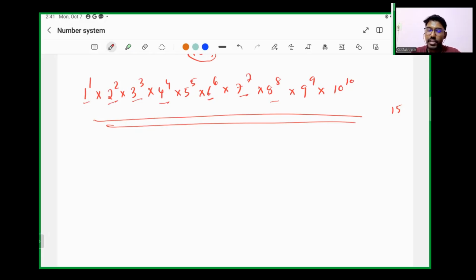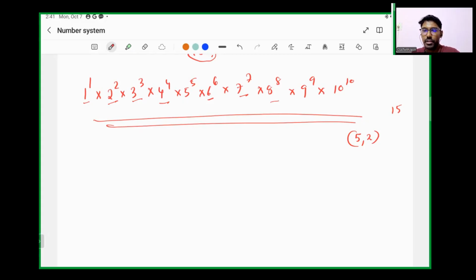Now you know that to find the number of zeros at the end, you need to find the pairs of 5 and 2. And I already told you that to find the number of pairs of 5 and 2, you have to count whichever is less. Sometimes 5 will be more and 2 may be less. Sometimes 2 will be more and 5 may be less. If 2 is more, you just need to count the number of 5s. If 5 is more, you just need to count the number of 2s. That will be the pairs. Now here, which do you think is more, 2 or 5?